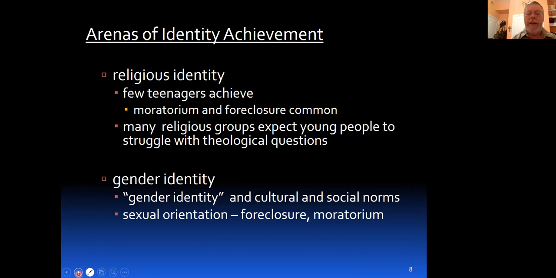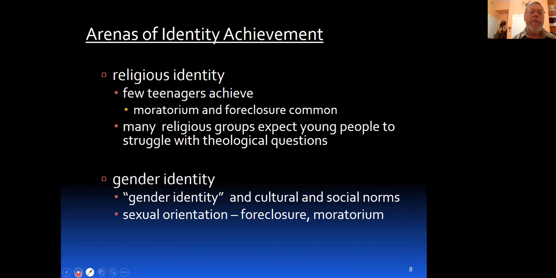Foreclosure being, well, the adolescent simply says, hey, I'm just going to adopt the religious identity that my friends have. If they're going to this particular church or adopting those religious beliefs, then I'll just go along with them, not really thinking it through. Or we might see that they adopt whatever their parents' religious identity was. If their parents were Catholics, then they might say, well, I'm going to adopt that as my religious identity, without maybe even knowing very much about that faith.